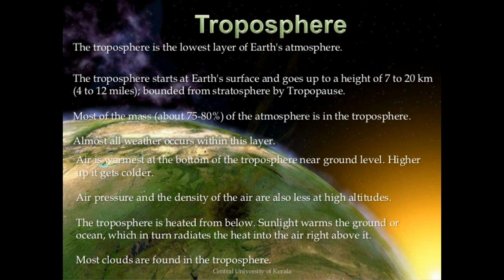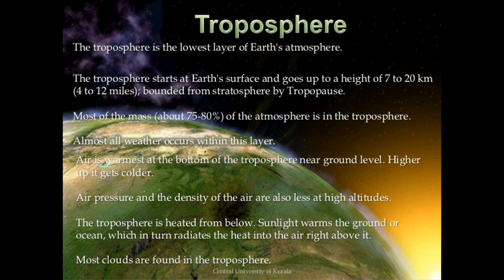Now, troposphere. The troposphere is a very important layer in character. It is the lowest part of the atmosphere and the nearest part to the earth's surface. As it is the nearest layer of the atmosphere, gravitational force here is very high. So in this layer atmospheric pressure is very high.